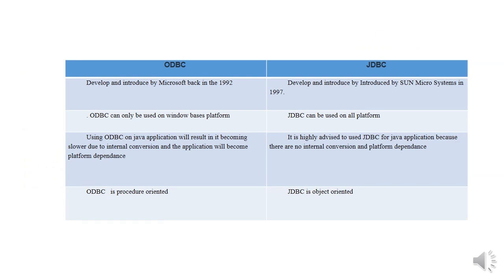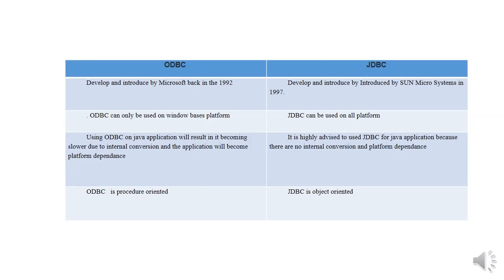Development and introduction. Now I will compare ODBC with JDBC. ODBC was developed and introduced by Microsoft in 1992, while JDBC was developed and introduced by Sun Microsystems in 1997. ODBC is primarily designed for database applications, and while there are efforts to provide ODBC drivers for other platforms, it is more commonly associated with Windows. JDBC is inherently platform independent. It can be used on any platform that supports Java, making it versatile for cross-platform development.